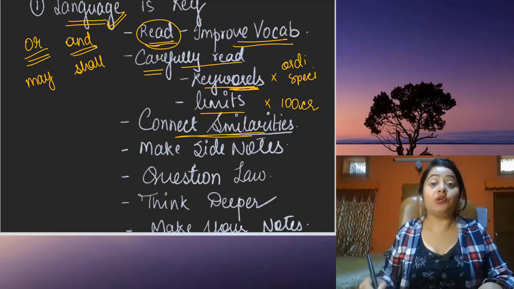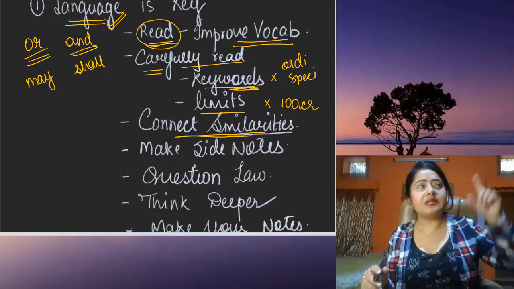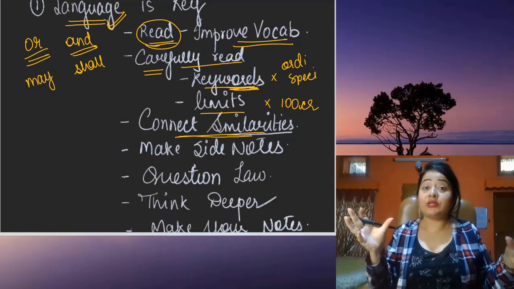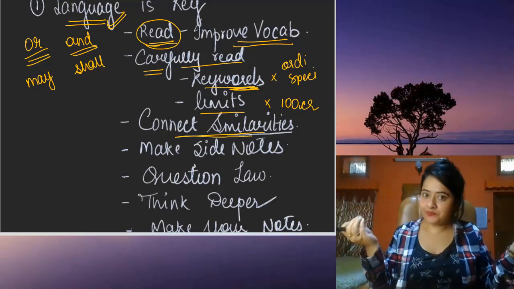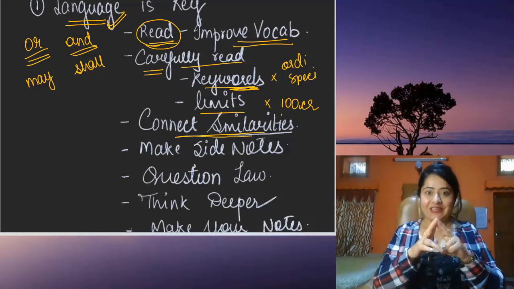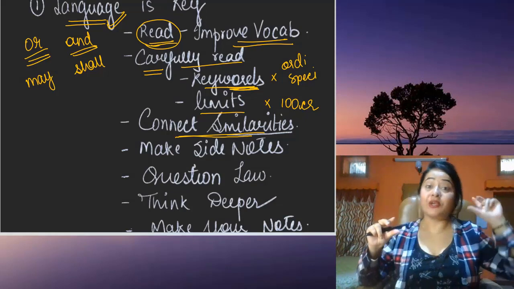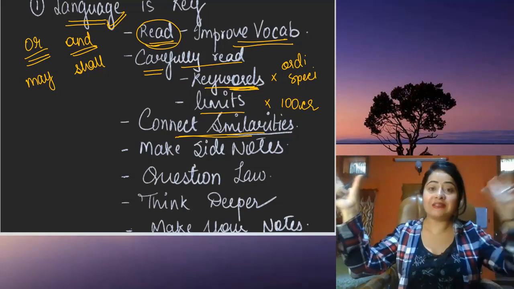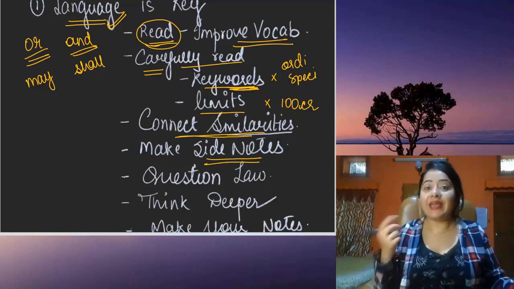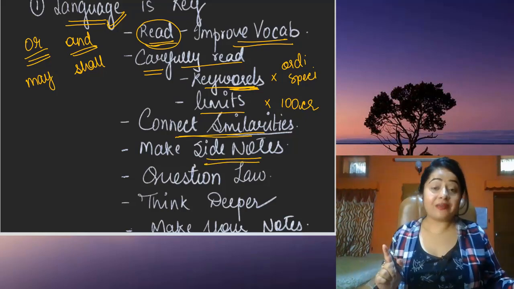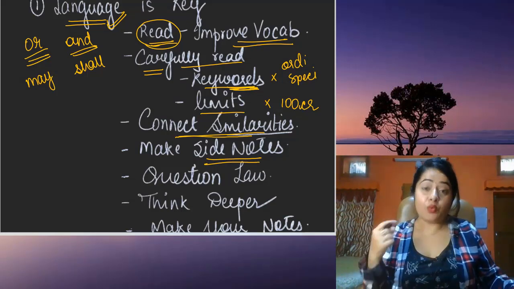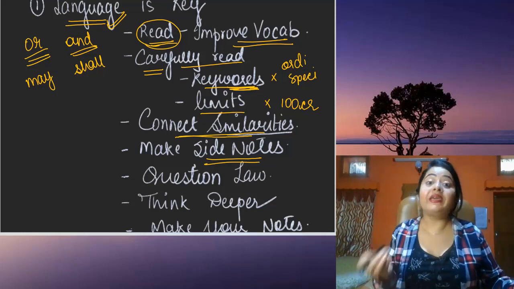Connect similarities. Now when you will be studying law the first time, the second time, you will notice that this section was also saying something like this section. You will notice that there are similar provisions in different sections. When that happens, please don't ignore it. Connect the dots. What is this section saying? Go back to that section, read it again, understand the difference between these two sections, write your side note about it so that next time you are not confused. Oftentimes in exams, questions are asked on these small micro things. They want to check whether you have read the law in detail or not.